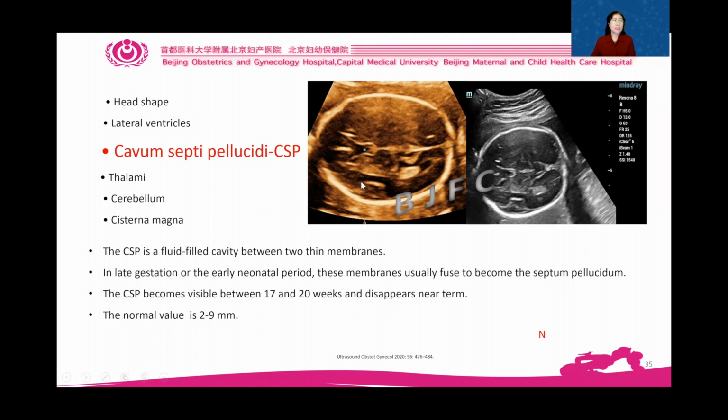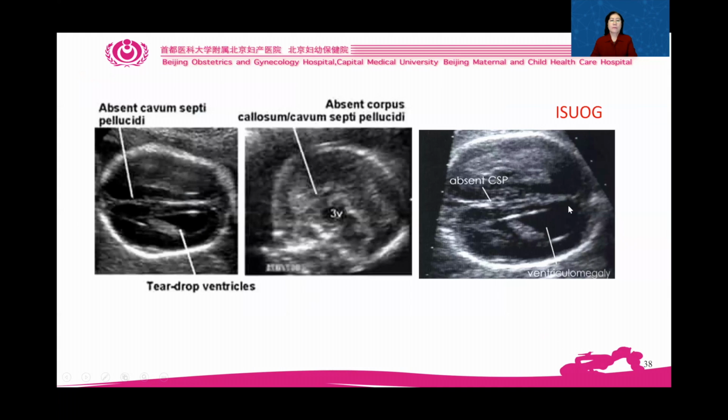Also, the CSP is very important. The abnormal shape of the CSP has been described as a relatively reliable marker of partial agenesis of the corpus callosum. So with an absent cavum septum pellucidum, we can also get pictures like teardrop ventricles. And absent CSP is seen with ventriculomegaly.